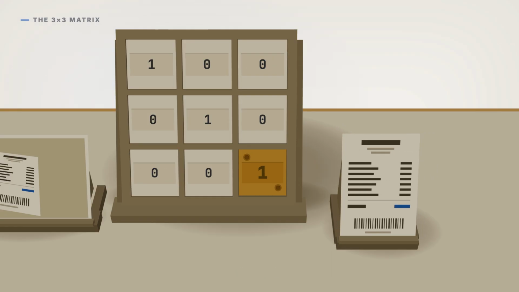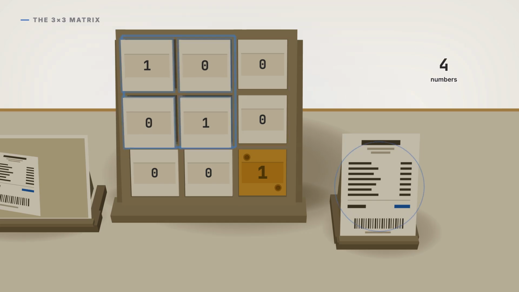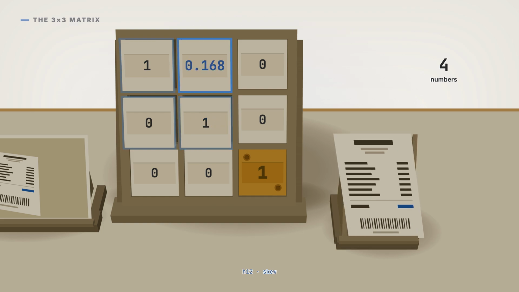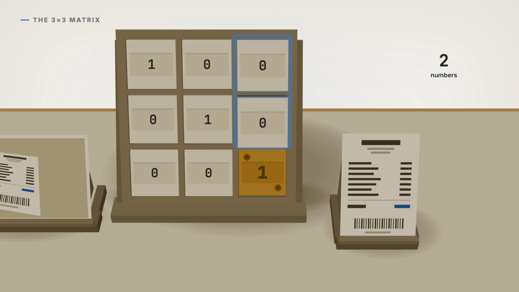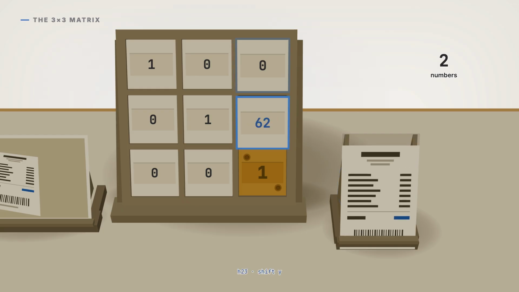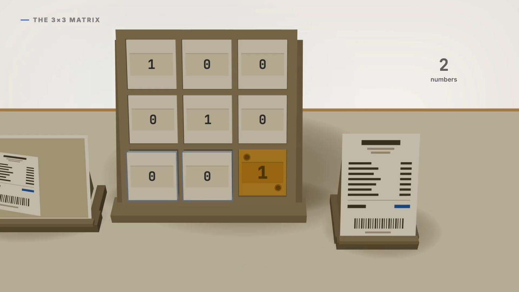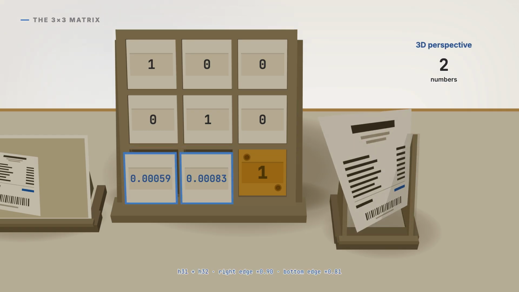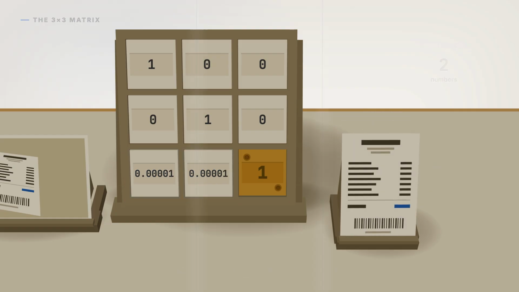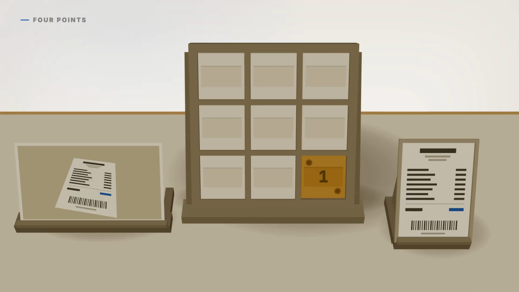The numbers in this grid are grouped by their jobs. The 4 numbers in the top left handle spinning, resizing, and skewing. The 2 numbers on the far right shift the image up, down, left, or right. The first 2 numbers in the bottom row control the 3D perspective, which makes a flat surface look like it's tilted. To determine the specific values inside that matrix, the computer needs a reference frame.